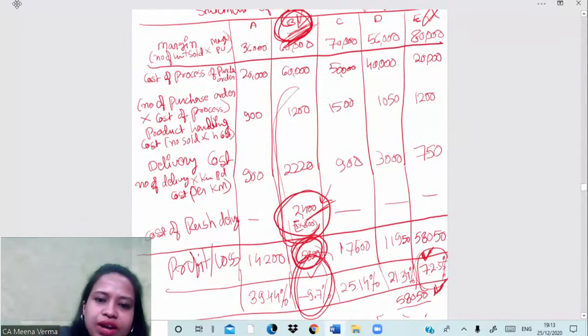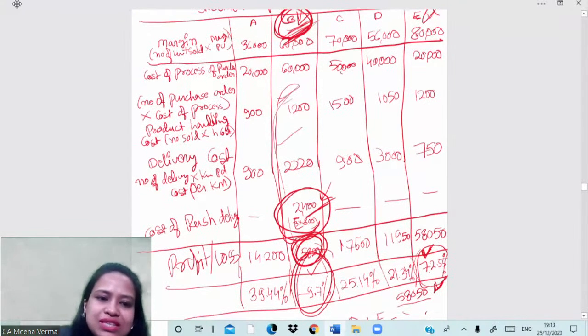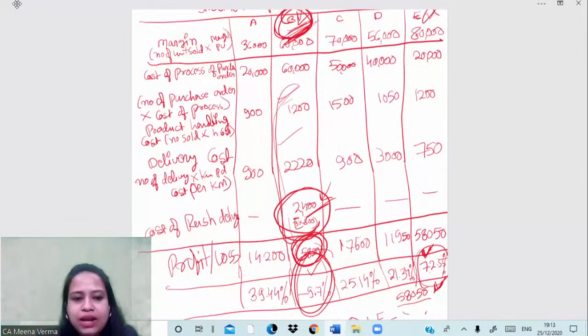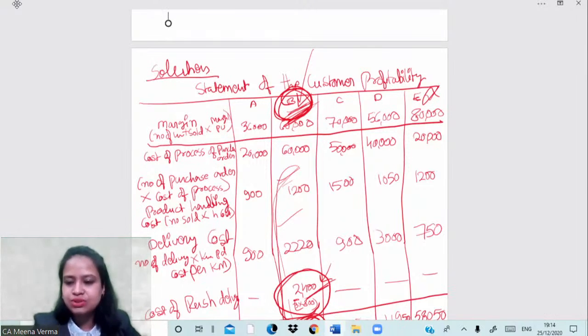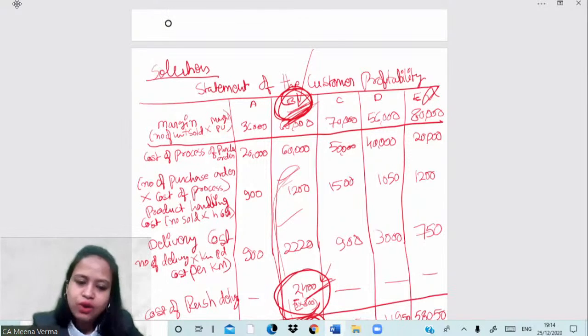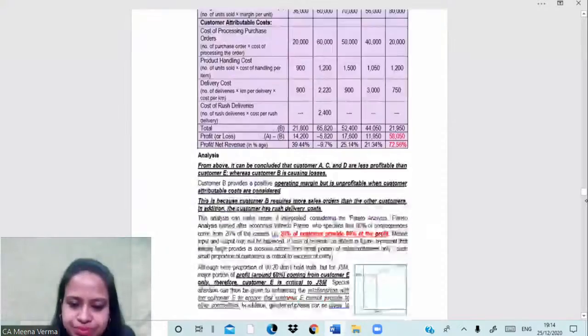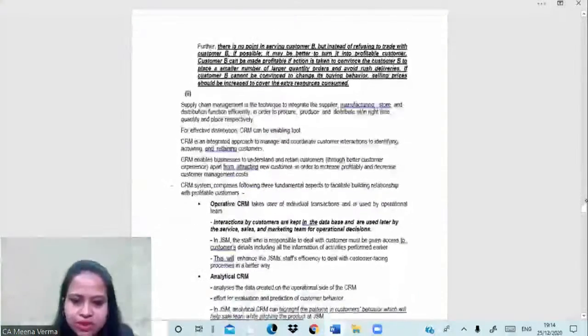Similarly, you can manage to reduce these costs. If you somehow manage to reduce these costs, that will help you to reduce the cost and increase the profitability from customer B. So instead of dropping the customer, it is better to follow some strategy in order to convert them into a profitable customer. I hope you understand my point at this place.